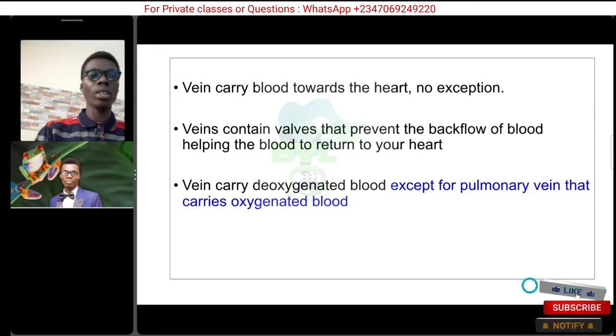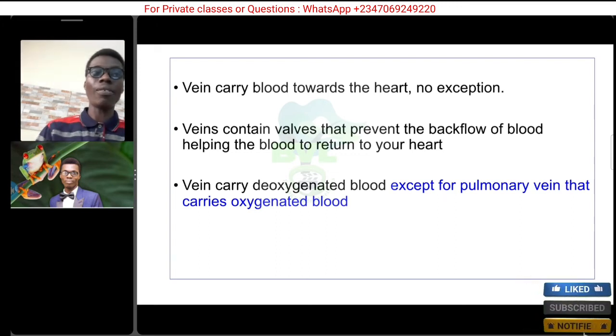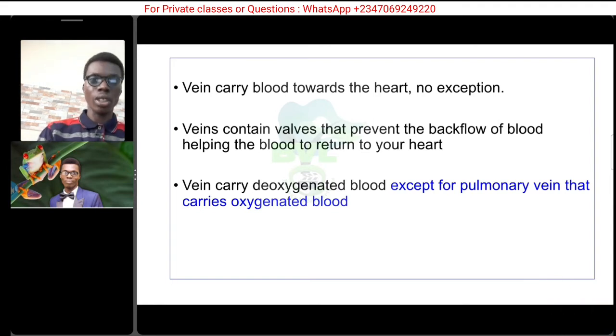Now, veins carry deoxygenated blood except for what? The pulmonary vein, which carries oxygenated blood. I did mention this earlier on, that once you say pulmonary, it's going to be carrying the opposite of what the others are carrying, so to say.